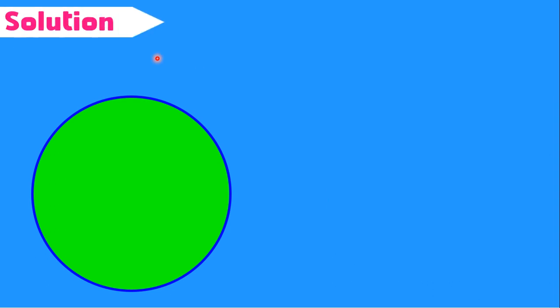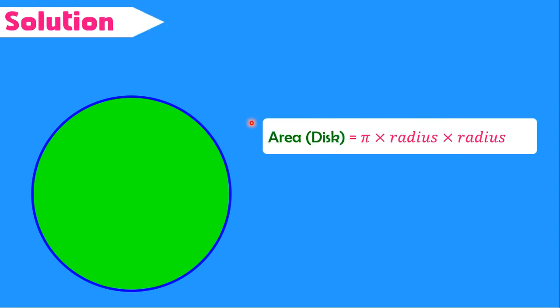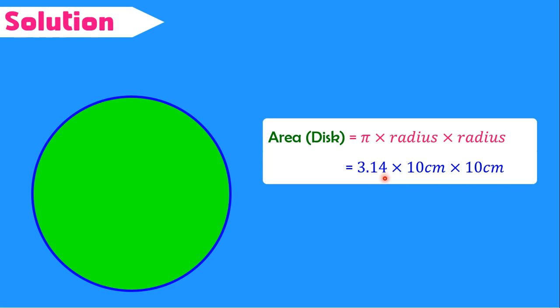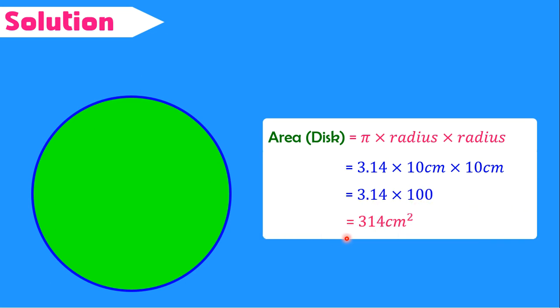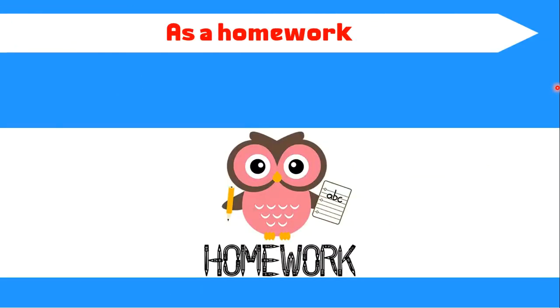Now let's do it together. The solution. Area of the disk equals pi times radius times radius. Pi equals 3.14 and the radius equals 10 and 10, equals 3.14 times 100, equals 314 centimeters squared.